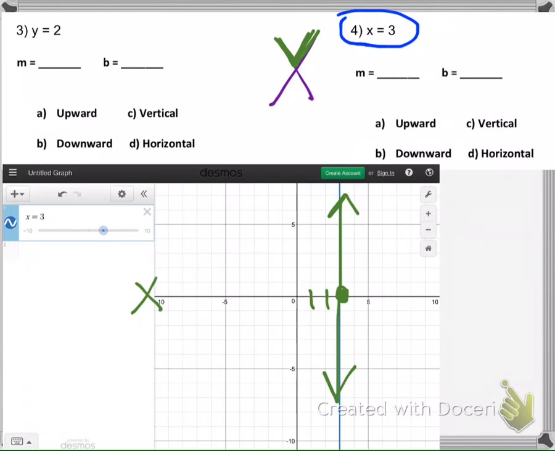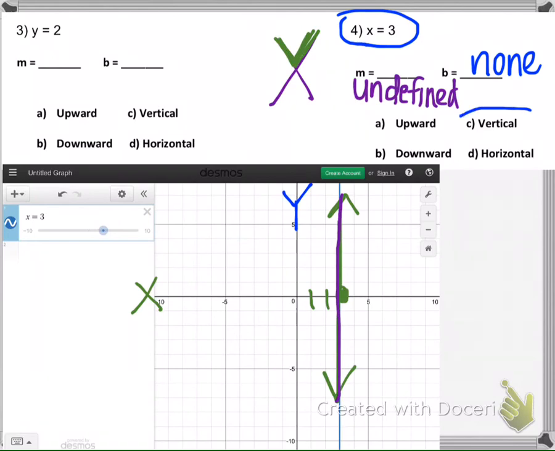So m is the slope. Well, the slope, if this was a roller coaster, it would be undefined. So our m is undefined. And then where it crosses the y-axis, here's the y-axis, and it doesn't. So we would put none. There is none. And this was a vertical line.